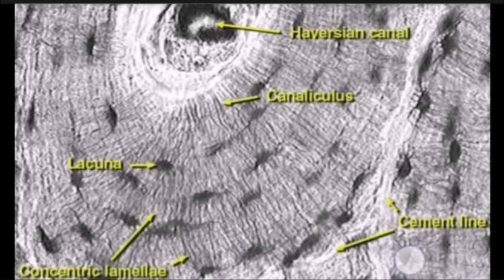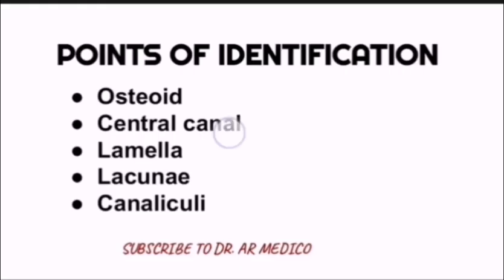And here is a cement line, the calcification, right? It is the margin between each osteoid. And this is another osteoid, a separate osteoid, right? The osteoid is the overall structure having a central canal. The concentric lines are the lamellae. Then we have the empty spaces, lacunae, and the radiating structures are canaliculi.